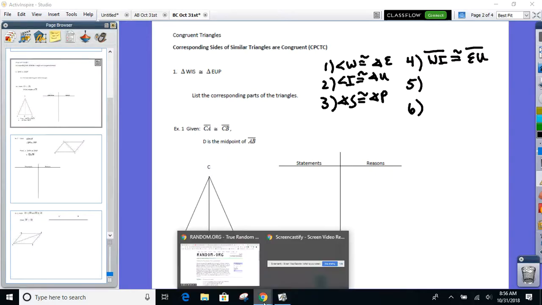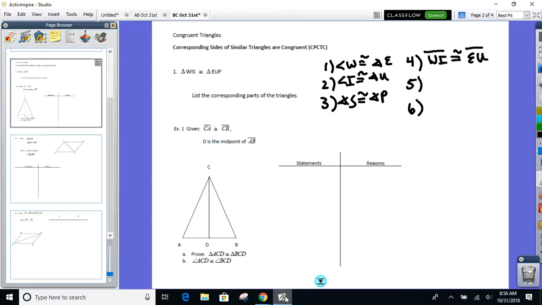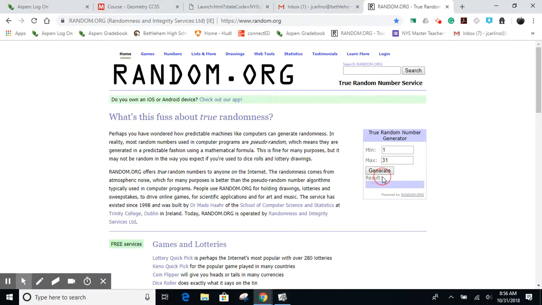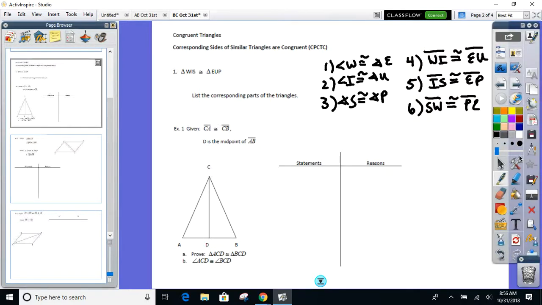Two more. 12. And finally, 6. 30. Calm down. SW is congruent to... Did I write that wrong? I got to change that. Calm down, everybody. Calm down. No one caught me, so it's not a mistake. So, yeah, there you go.